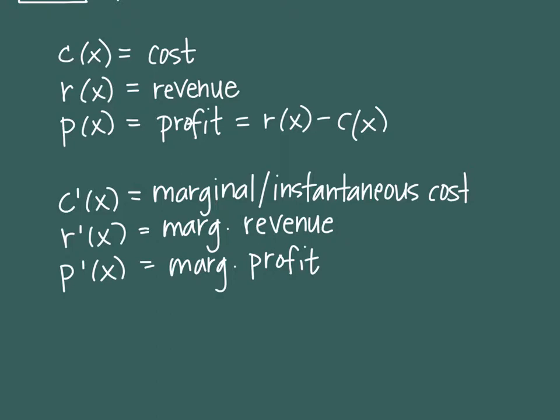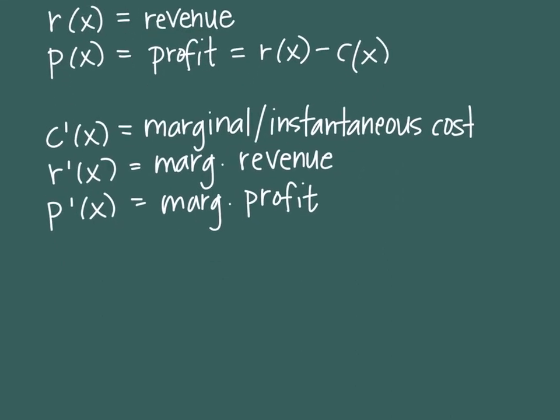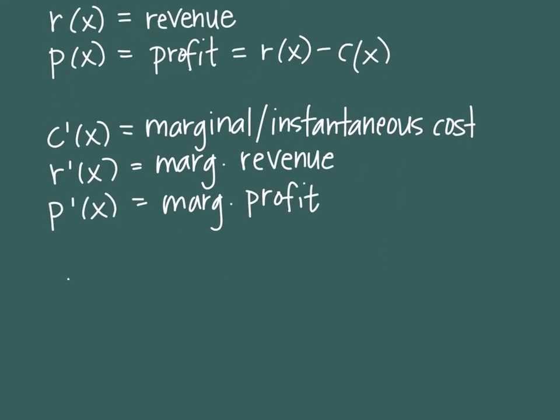So the word optimize or max or min can be applied to any of those. If they say find the max cost, you'll take the derivative of the cost and solve it. If they say find the maximum marginal cost, then you're going to take the derivative of the derivative that you already have, so it's a double derivative. So watch the words so that you know what you're starting with and what you're supposed to take the derivative of.